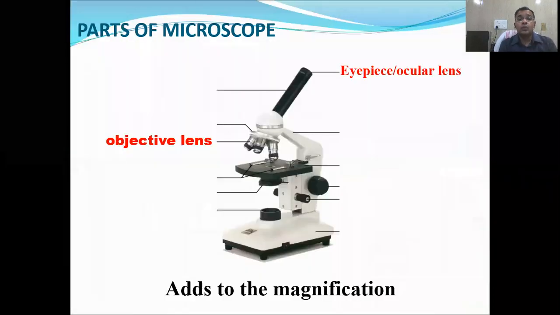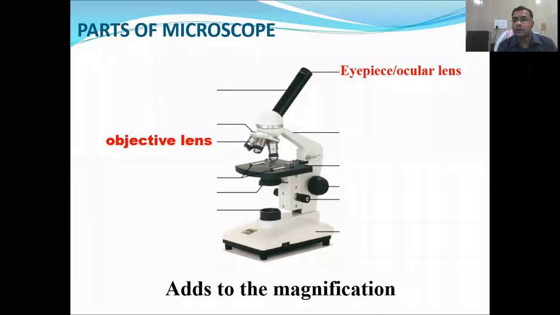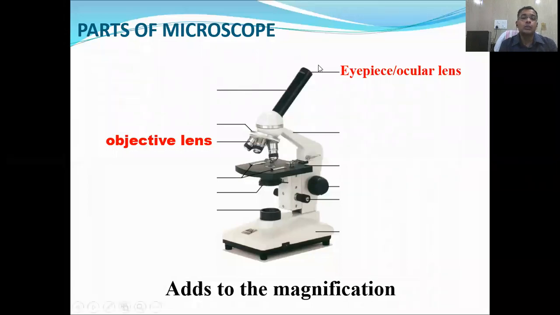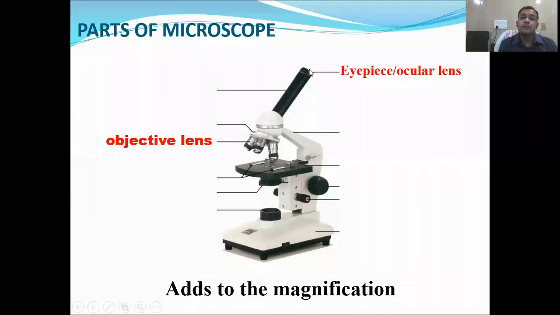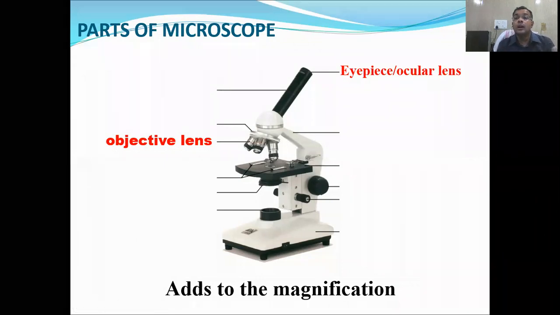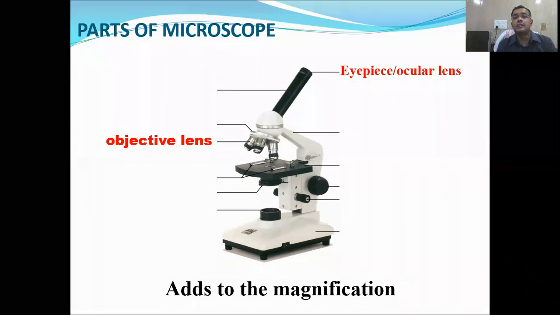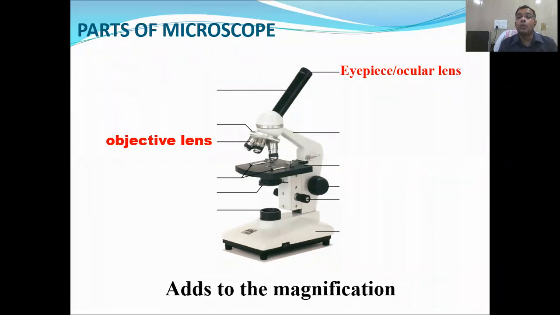Now coming to the second most important part, the lens of the microscope. Lenses are considered the heart of any microscope. Generally there are two types of lens in any microscope. The first, through which we can see, is known as the eyepiece or ocular lens. The word ocular refers to something related to the eye. That's why the lens near our eye, through which we can see, is known as the eyepiece or ocular lens.